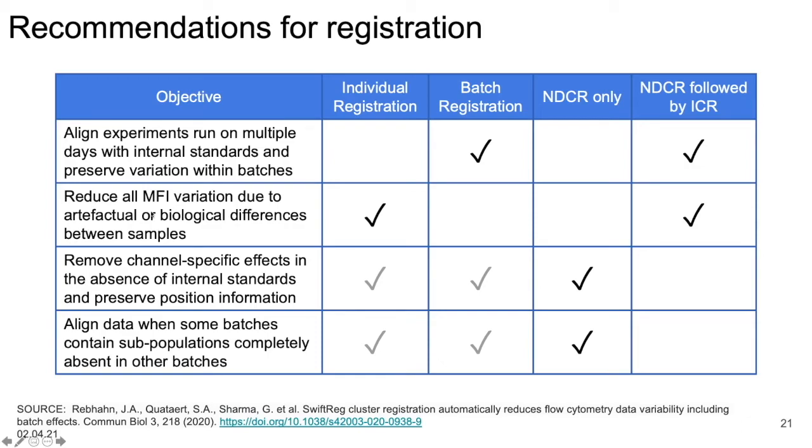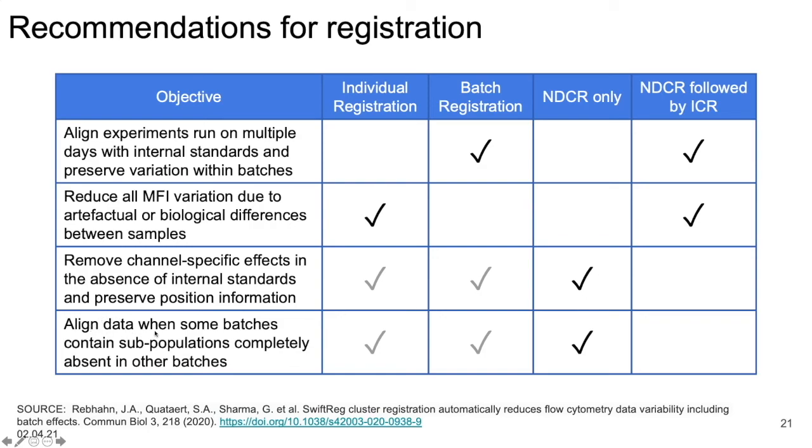If you want to reduce all of your MFI variation due to artifactual or biological differences, then we recommend just doing individual registration. And again, you can use the neighbor-dependent registration and then followed by independent cluster registration. If you want to remove channel-specific effects in the absence of internal standards, you would use aggregates of samples within a batch, and that becomes, in effect, your internal standard. You can use individual registration or batch registration, but in this case, we recommend NDCR only.